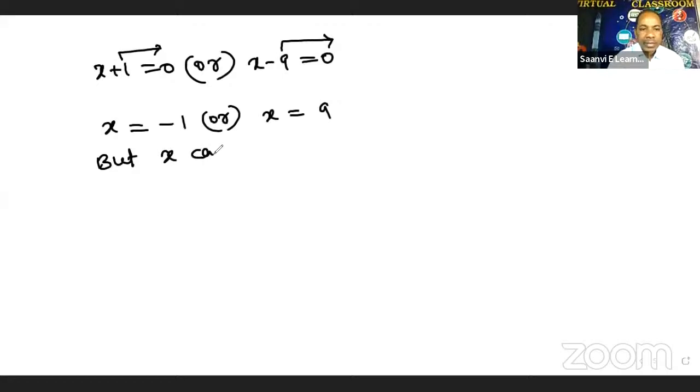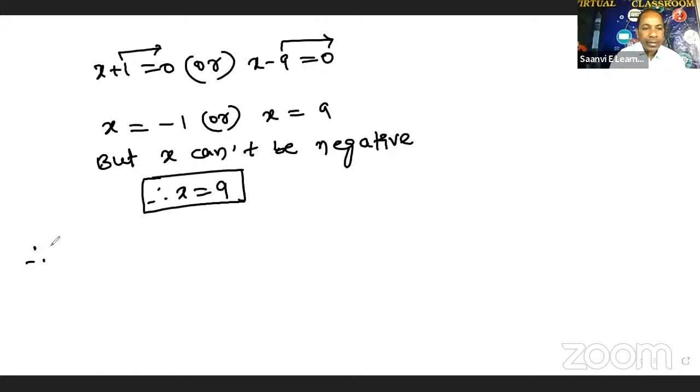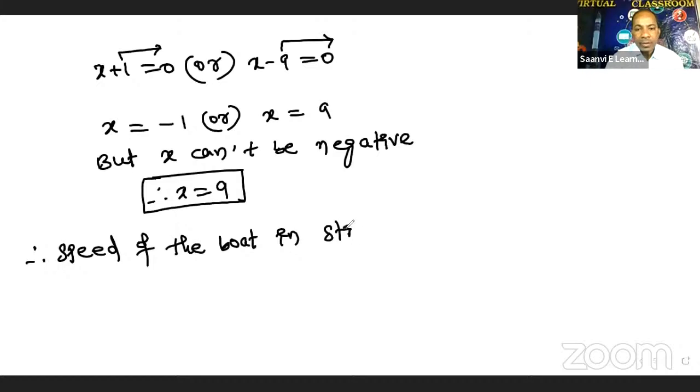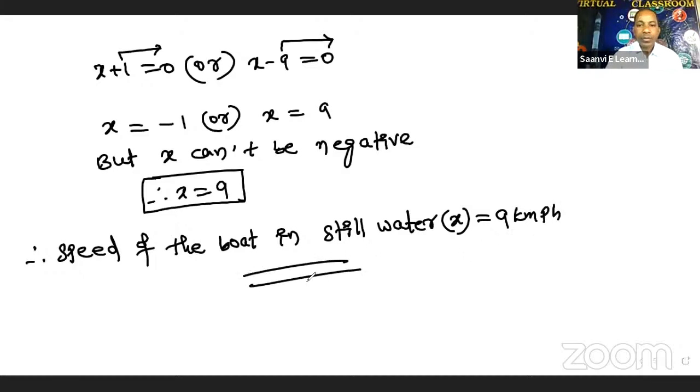But x cannot be negative. Why? Because x means we have taken speed of the boat in still water, no? So speed of the boat should not be negative. Therefore, the positive value should be taken. x is equal to 9. So x means what we have taken? Speed of the boat. Therefore, speed of the boat in still water, that is equal to x. x is equal to 9 kmph. Speed of the boat in still water, that is x we have taken. x is equal to 9 kmph.